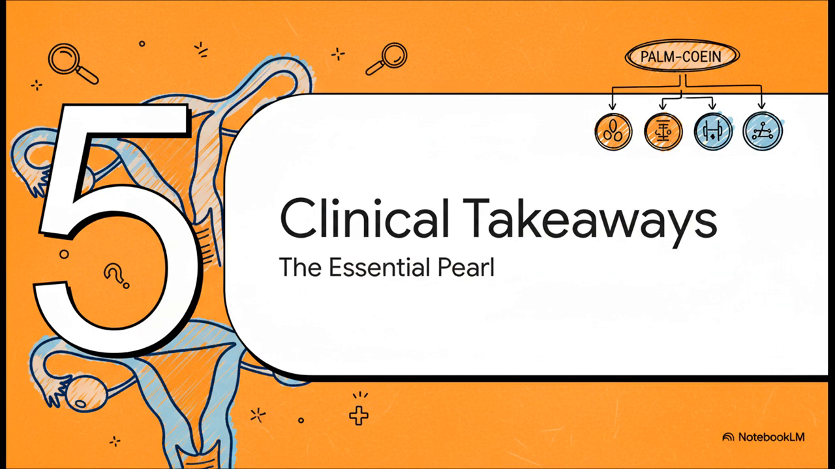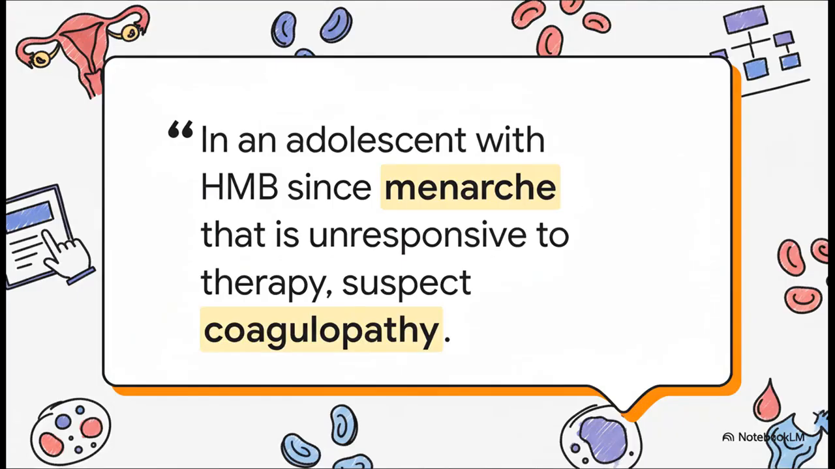Okay, to wrap this all up, I want to leave you with one single clinical pearl. If you only remember one thing from this entire explainer, please make it this. Here it is. If you see an adolescent patient who's had heavy menstrual bleeding ever since her very first period, since menarche, and it's not getting any better with standard treatment, you absolutely must suspect an underlying coagulopathy.